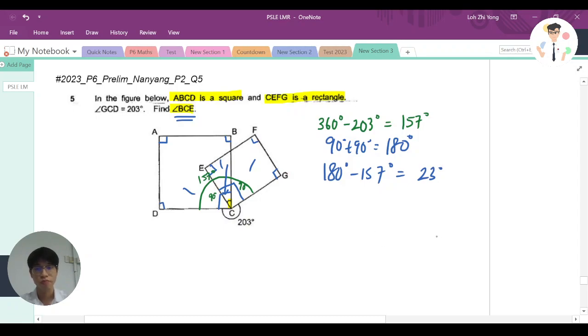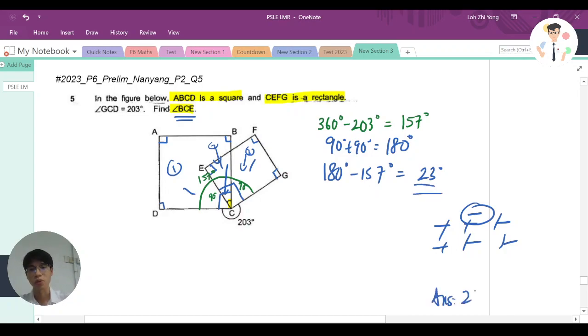Okay? So again, let me just explain again. 180 is 1, 2, like this. Basically the first part, the second part here, and the third part here. But 157 is like this only. So if you minus away, it's only the middle part, which is 23. Okay? Yes, and we are done for this question, 23 degree.